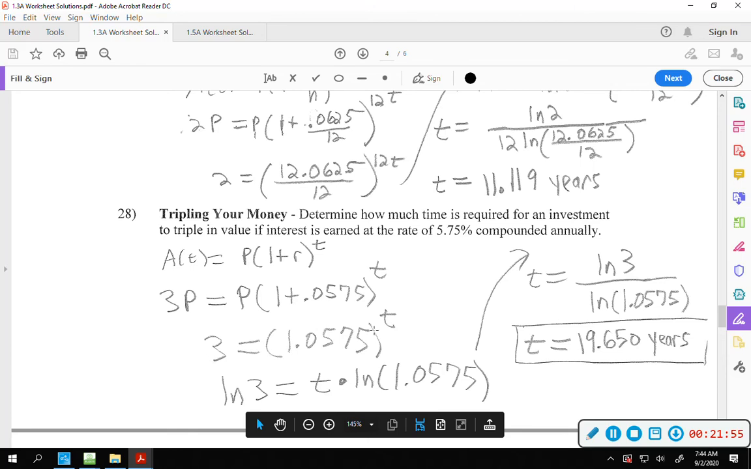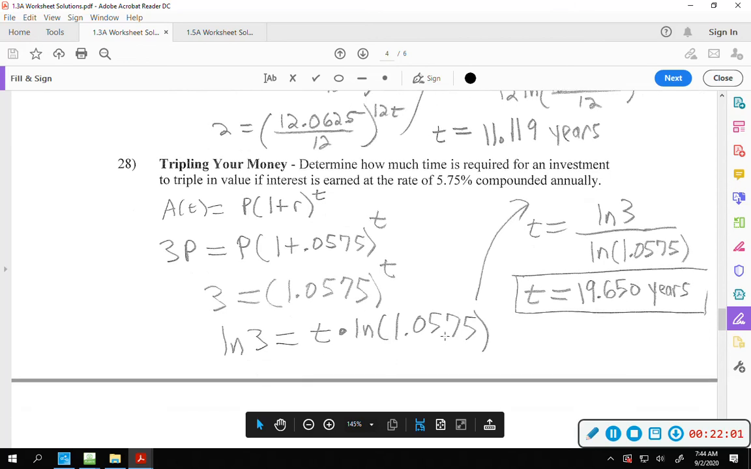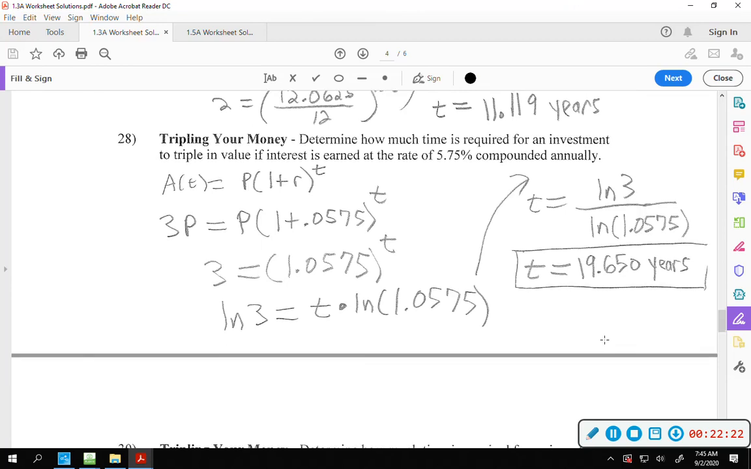Take the natural log of both sides so that I can make the variable drop down out in front of this natural log. This actually is technically the coefficient of this variable now, because the coefficient is just a number. It's the numerical coefficient of t. It's a number. Divide both sides by this number right here. Natural log of 3 divided by the natural log of 1.0575. Type that into your calculator. 19.650 years.